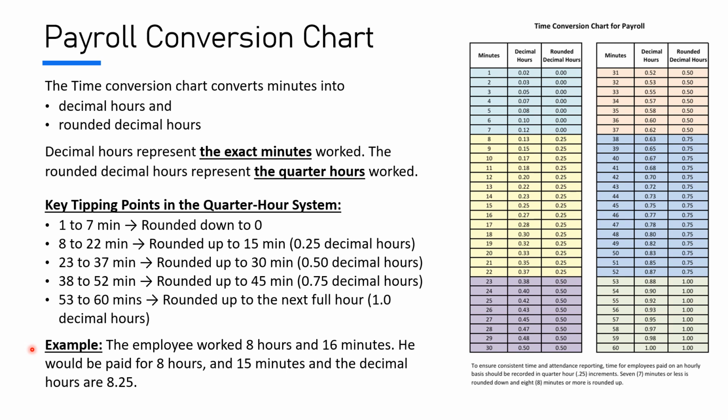What if the employee worked 8 hours and 20 minutes? The employee would still only be paid for 8 hours and 15 minutes, or decimal hours of 8.25. Working only 3 minutes more, for 8 hours and 23 minutes, would result in being paid 8 hours and 30 minutes, or decimal hours of 8.5, under the quarter hour system. Let's look at a few more examples.